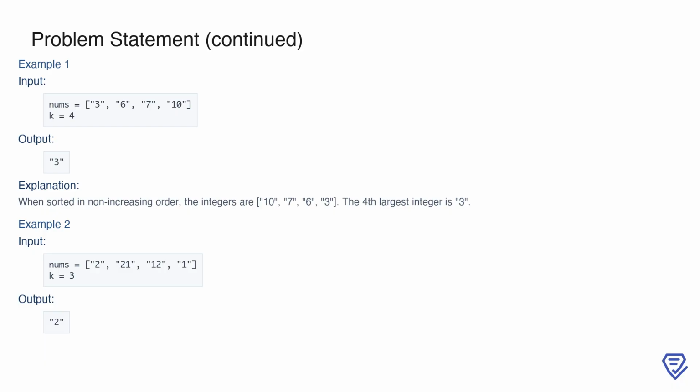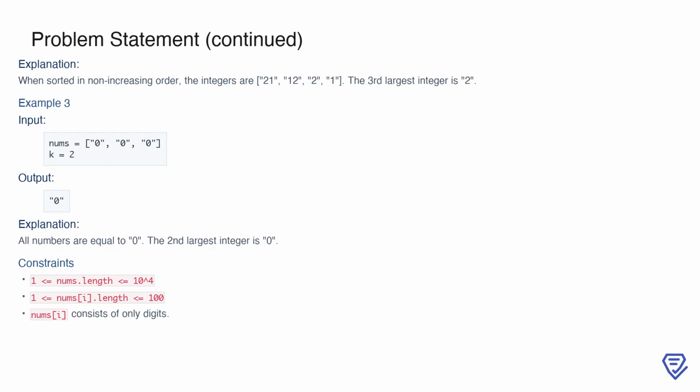In the first example, we are given nums equals 3, 6, 7, 10, and k equals 4. To solve this, we sort the integers in non-increasing order, which gives us the sequence 10, 7, 6, 3. Here, the fourth largest integer is 3, so the output is 3. In the second example, nums equals 2, 21, 12, 1, and k equals 3. After sorting the integers in non-increasing order, we get 21, 12, 2, 1. The third largest integer in this sequence is 2, so the output is 2. These examples show how sorting the strings as integers allows us to easily identify the kth largest value.